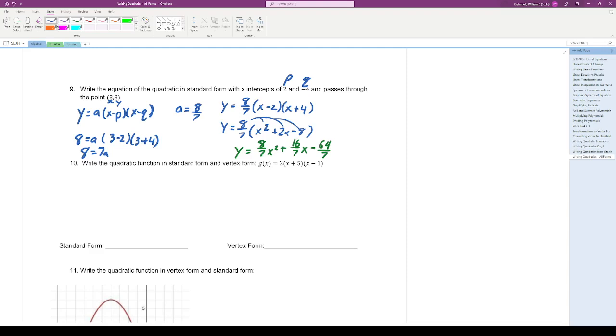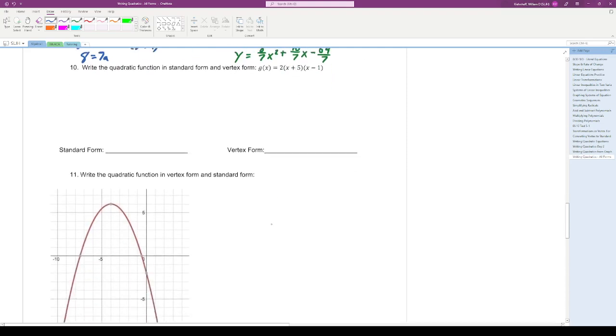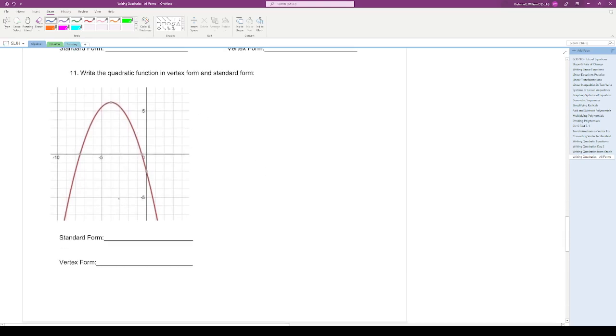Okay, so this one says write in standard and vertex form. So we know all the steps to do that. We find our vertex by averaging our zeros, and then we know how to write standard. So I'm going to skip that one. It'll be on the key if you need to look it up. We have another graph one, which is where we started today. So I'll do one more of these, and then I'll skip the rest of those.